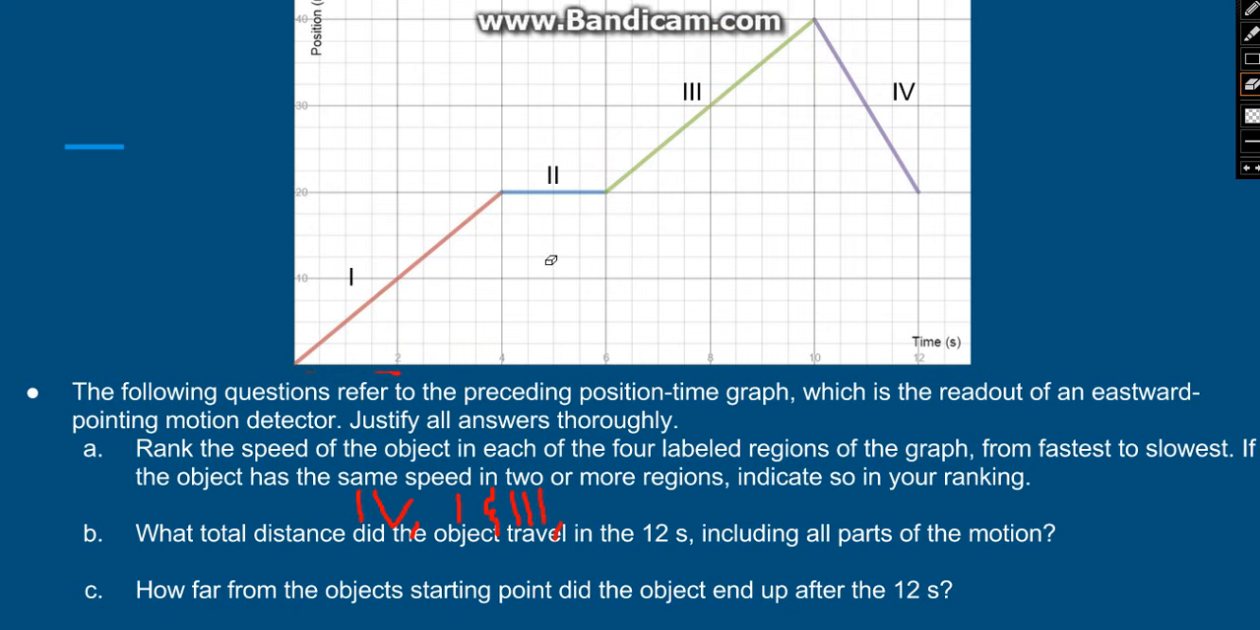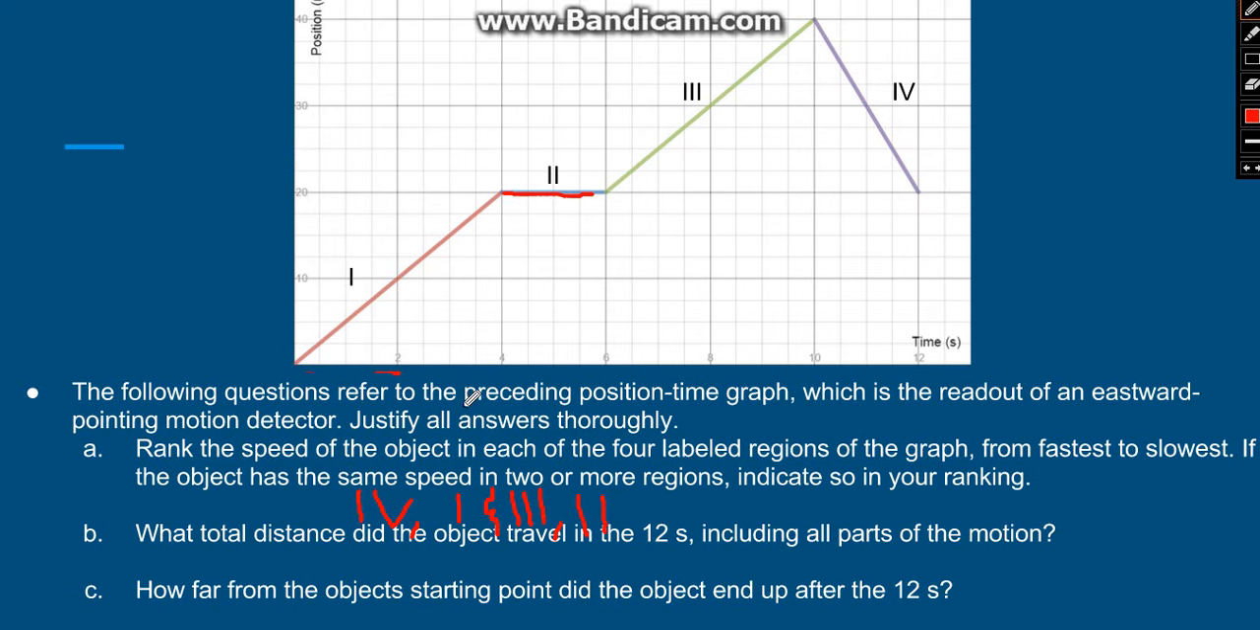Within 2 seconds, the position in comparison to the origin stays the same, meaning it didn't actually move anywhere at any point here. And because it isn't moving, the speed would be 0, making this the lowest speed. So the last one here would be region 2.